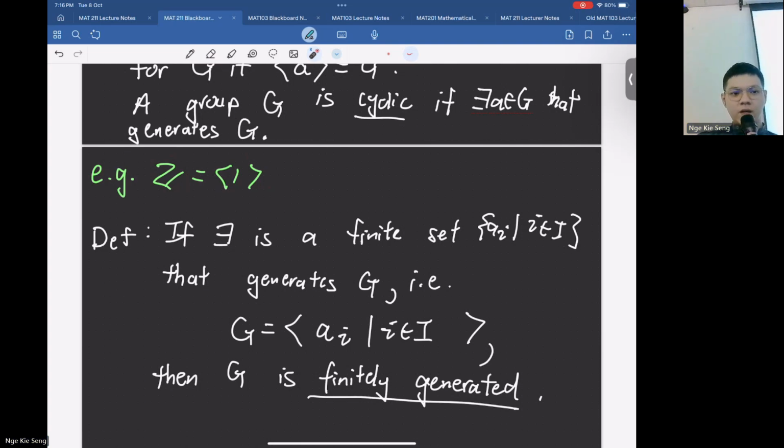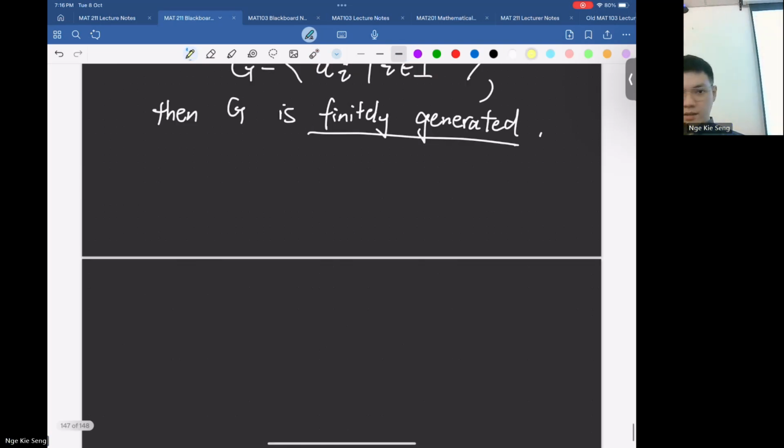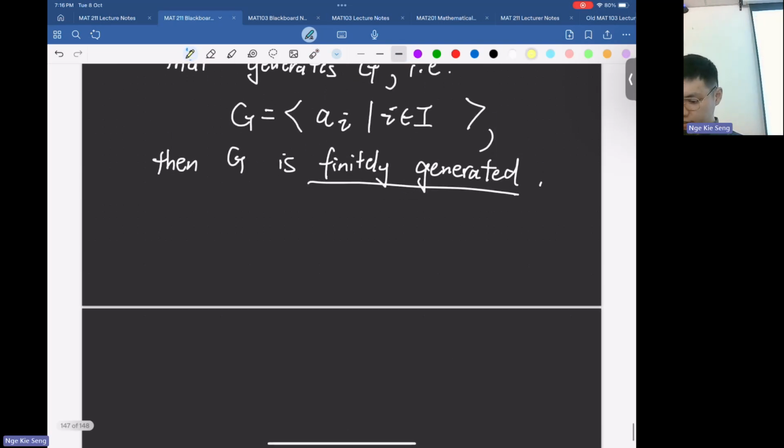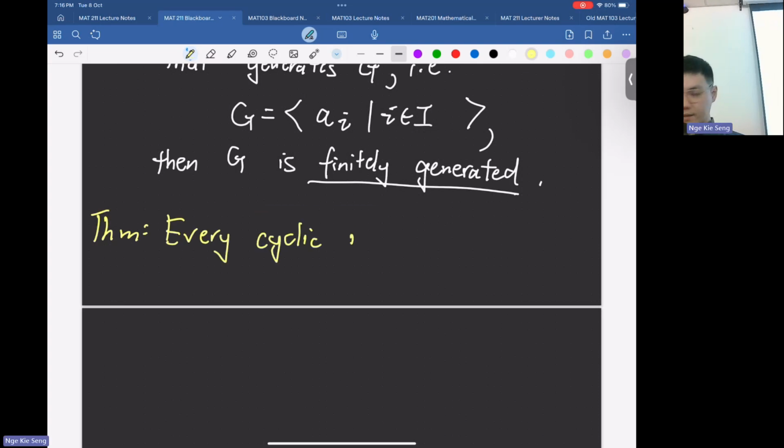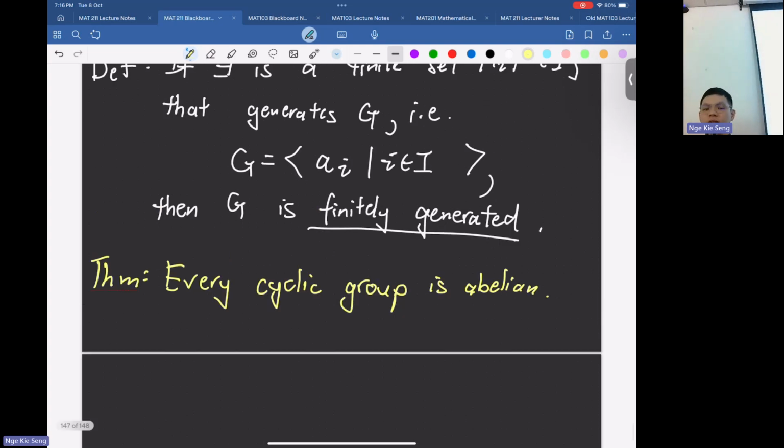All right. Next, the next property. Theorem: every cyclic group is abelian. So this means that if you know your group can be generated by one element, you don't need to ask whether it is commutative or not. It must be abelian.